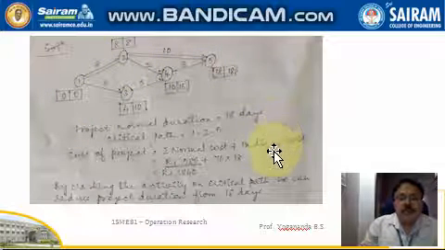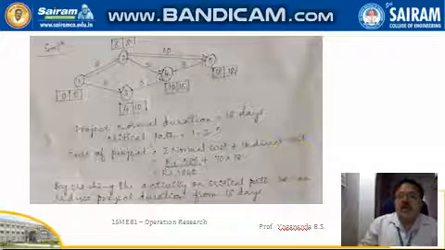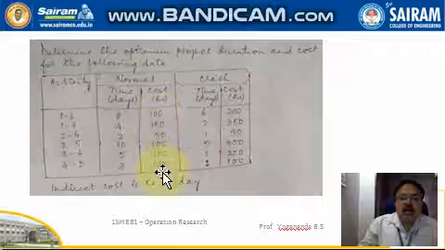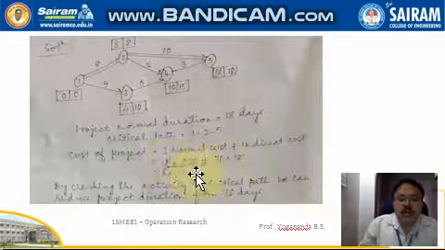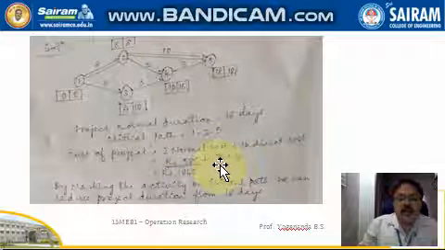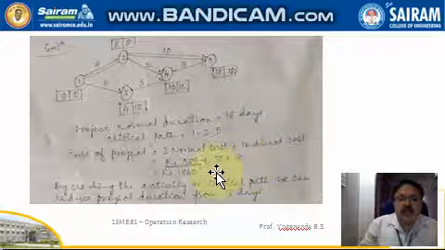So the cost of the project is nothing but the summation of normal cost plus the indirect cost. So here you take the sum of all the normal costs, that is the summation of normal cost that comes here, and the indirect cost. Per day it is 70 rupees. For 18 days it is 70 into 18, which comes to 1840 rupees.